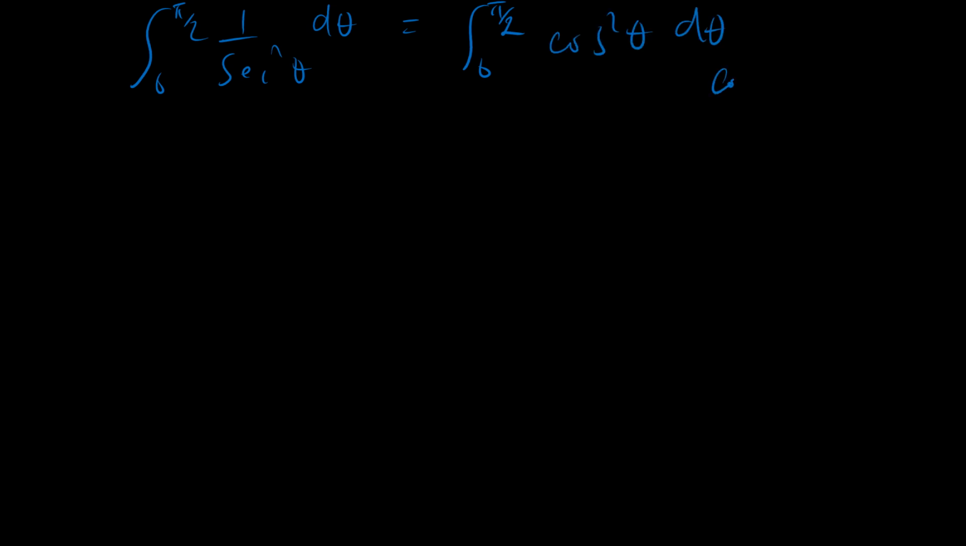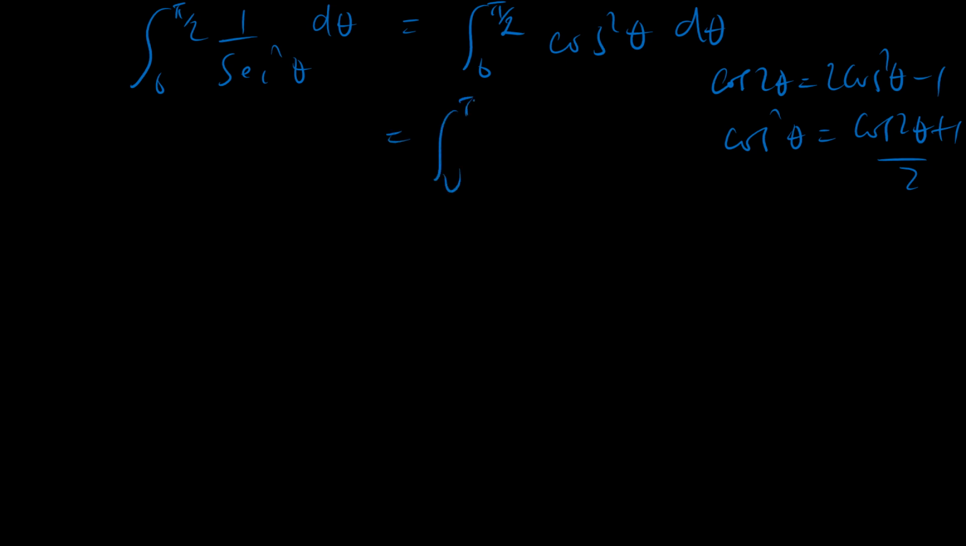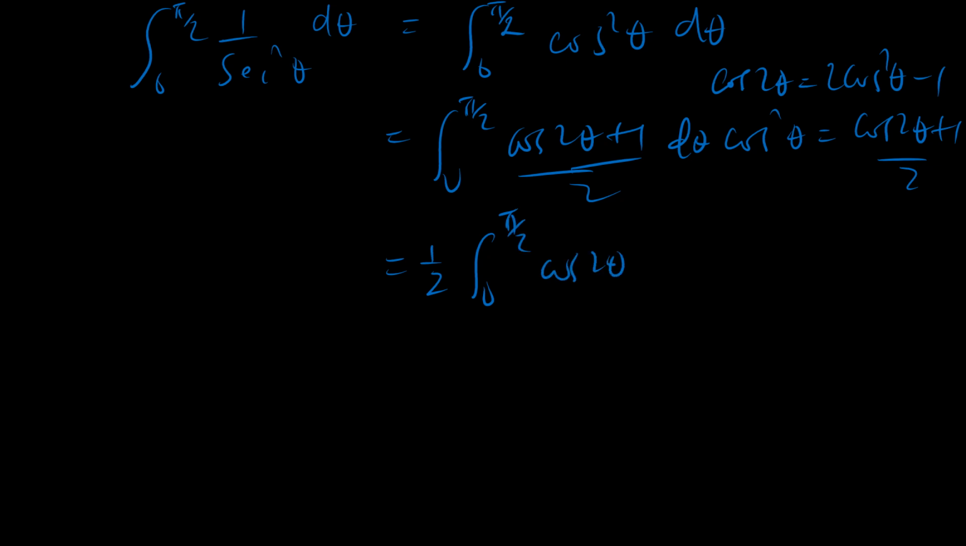So since we know cosine 2 theta is the same as 2 cosine square theta minus 1, so cosine square theta is the same as cosine 2 theta plus 1 over 2. So this one here now becomes the integral from 0 to pi over 2 of cosine 2 theta plus 1 over 2 d theta, which goes to a half of negative sine 2 theta plus theta.